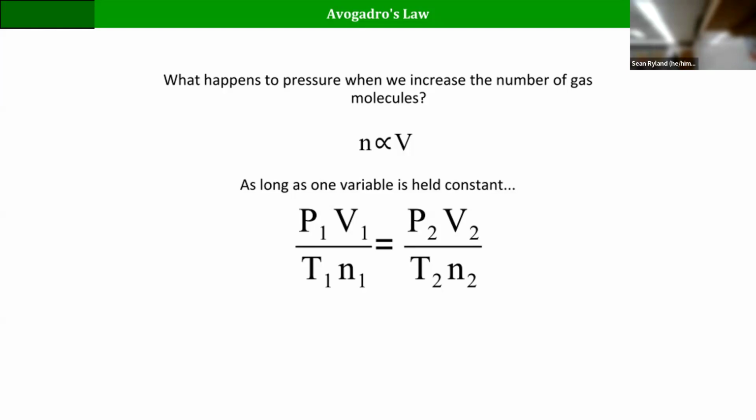These are all the things that can change your pressure: either moles of gas, temperature of the gas, or the volume of the gas. Which means that this is actually true not just for one case, not just as long as one variable is held constant. This is actually true for all gases. Basically, if you take the pressure of a gas times the volume of the gas and divide by temperature in moles, you always get the same constant for any system of gases.